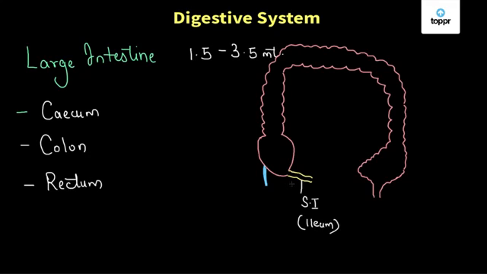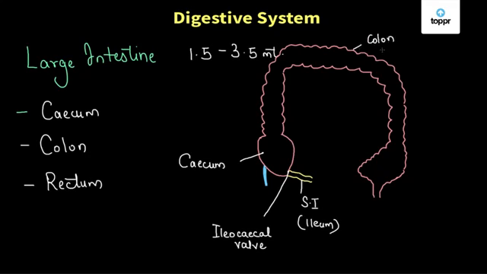The part where the ileum ends and the large intestine starts is what we call the ileocecal valve. So this is the ileocecal valve, which means that this part is the cecum. Okay, this is cecum. Then it moves forward, okay, to form the colon. It continues upward to form the colon. So this is the colon.